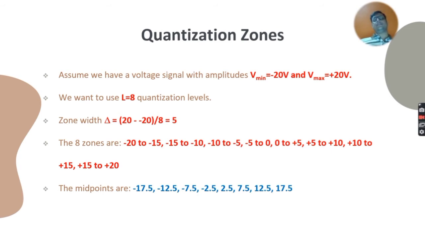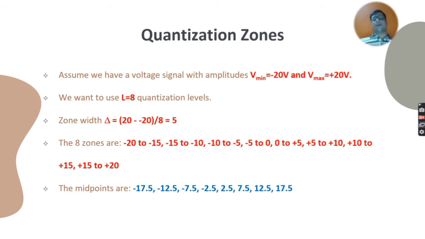And what will be the zone width, the space between two levels? As we have seen in the previous slide, del is equal to Vmax minus Vmin divided by L. So Vmax is 20, Vmin is minus 20, so minus minus will be plus 40, divided by 8, L is equal to 8. So the step size is 5. If the step size 5 remains constant throughout the system, then we can say the quantization process is uniform quantization. But if the del is changed with respect to the input signal, then we can't say it is uniform. We will say it is called non-uniform quantization process.